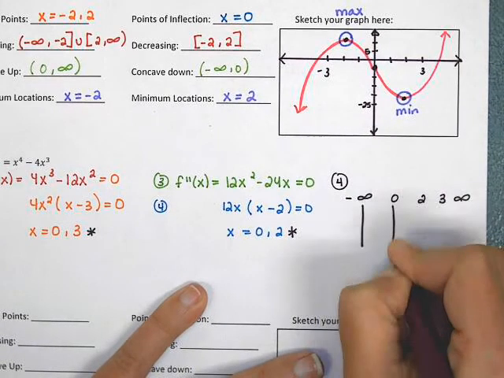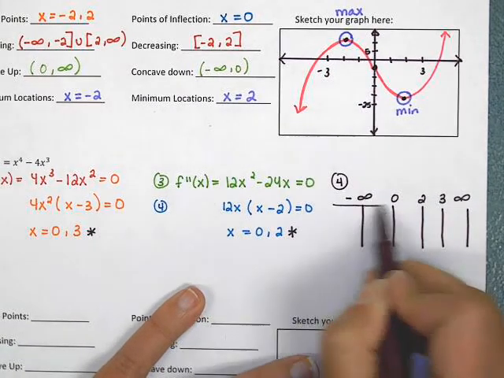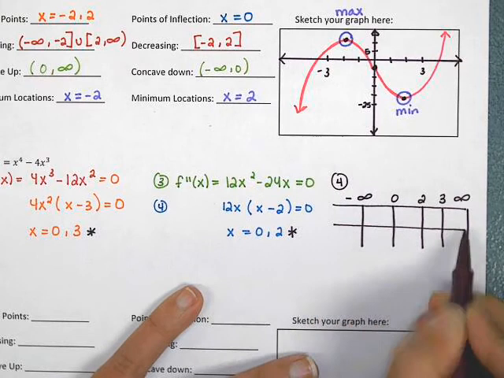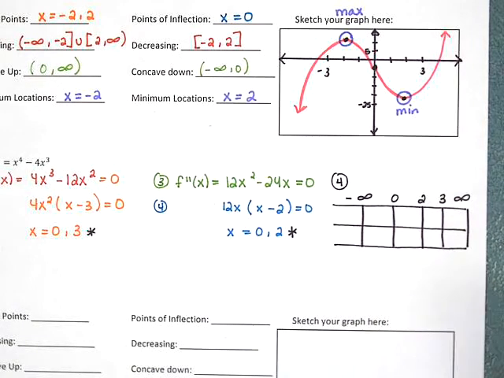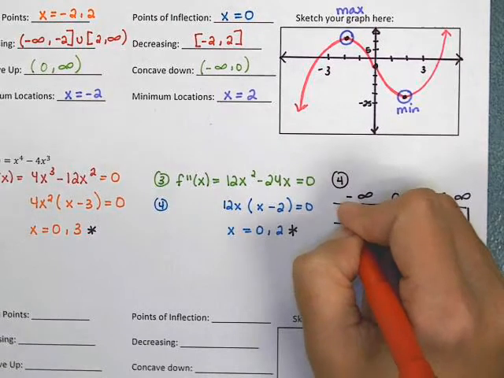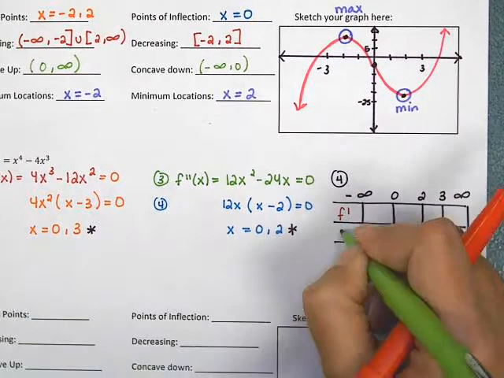Now my table is going to have 2 rows, because I'm going to have 1 row for my first derivative and 1 row for my second derivative. And again, this should remind you of what we did with velocity and acceleration. So my first derivative will go in the first row, and my second derivative will go in the second row.